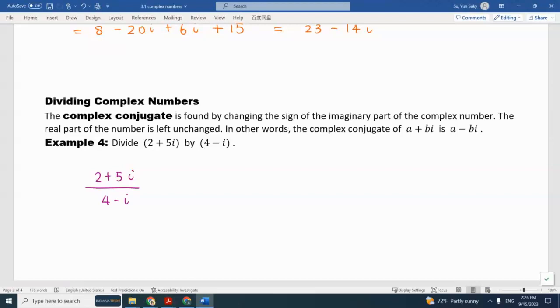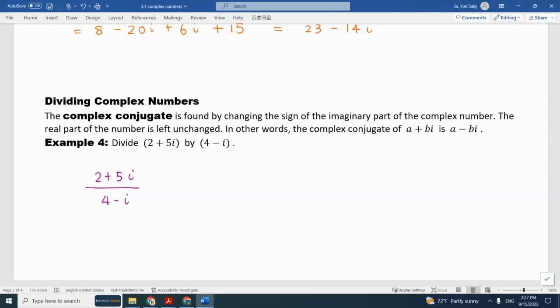You can think of it this way. You have this point, a plus bi. The complex conjugate is like flipping it over the x-axis, so it becomes a minus bi. This is like a lake, where you're looking at your reflection in the lake. This is a complex conjugate.